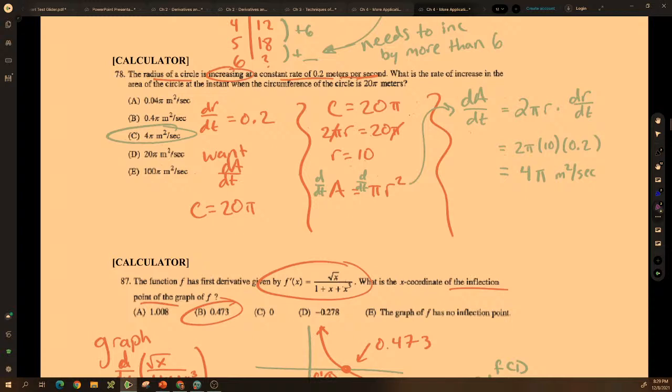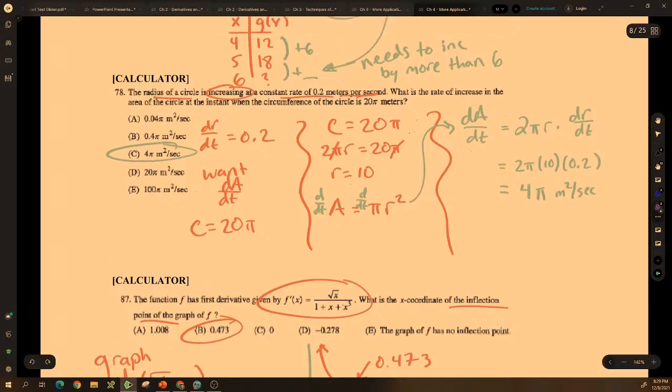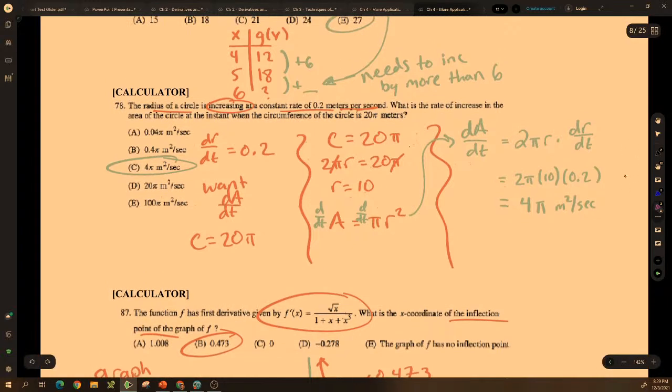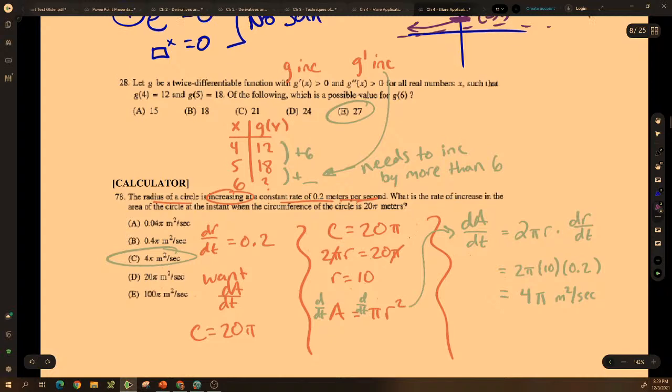Next up, the radius of a circle is increasing at a constant rate of 0.2 meters per second. This says calculator. Oh, I think I skipped one. I did. Let's go 28. There we go.